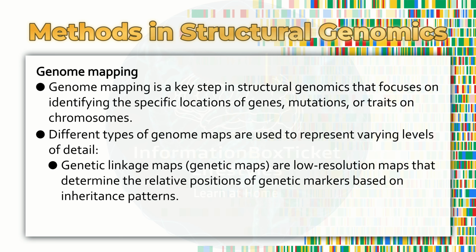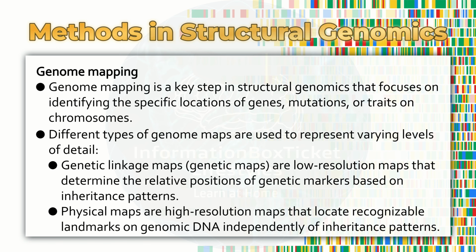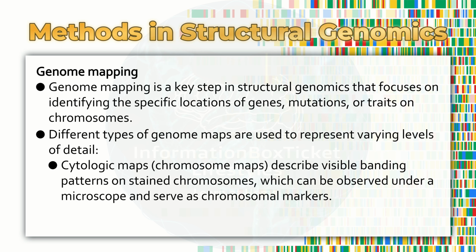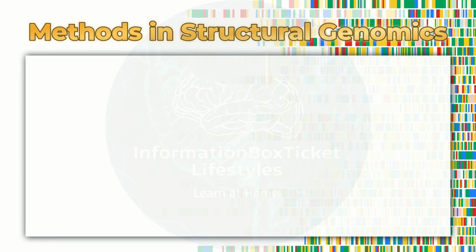Genetic linkage maps. Genetic maps are low-resolution maps that determine the relative positions of genetic markers based on inheritance patterns. Physical maps are high-resolution maps that locate recognizable landmarks on genomic DNA independently of inheritance patterns. Cytologic maps, or chromosome maps, describe visible banding patterns on stained chromosomes, which can be observed under a microscope and serve as chromosomal markers.